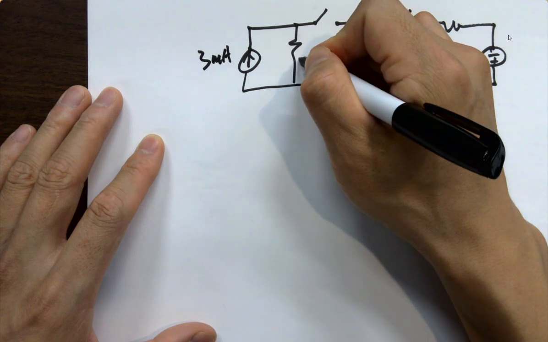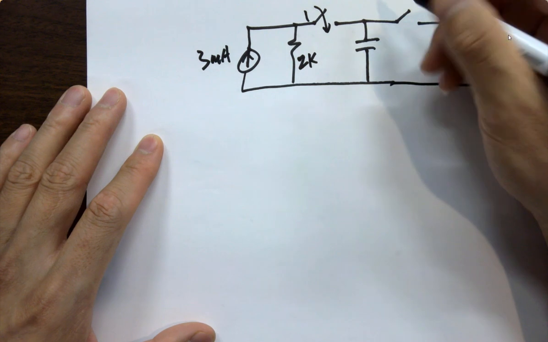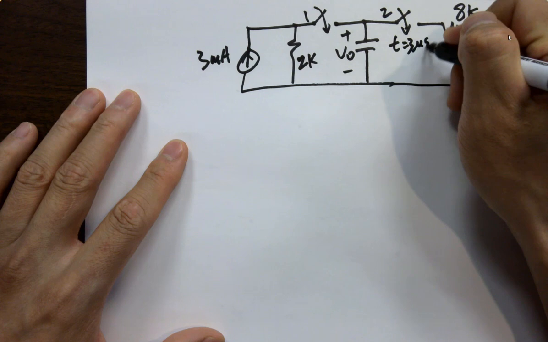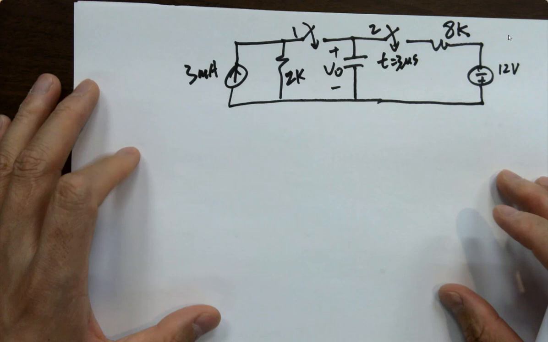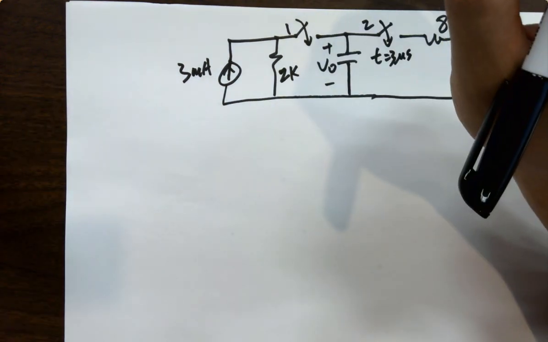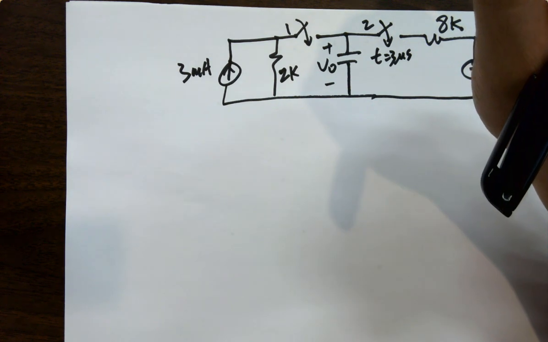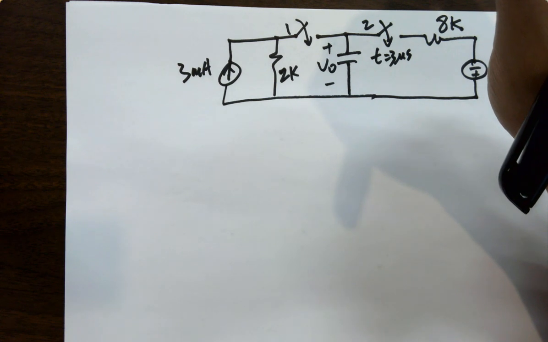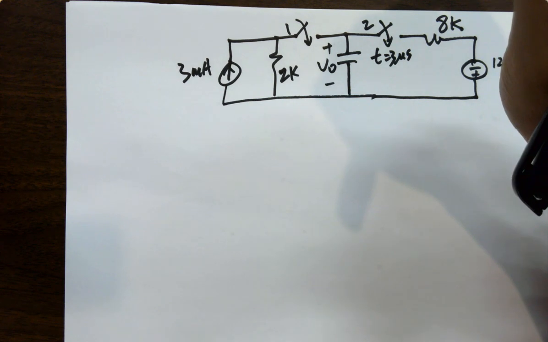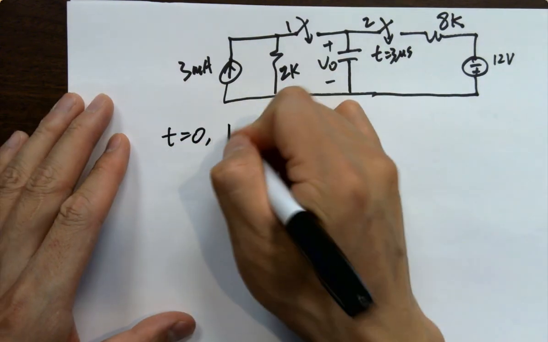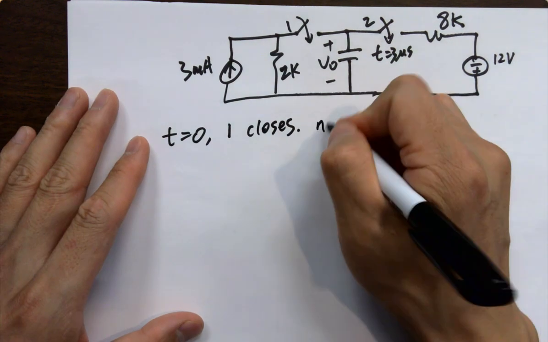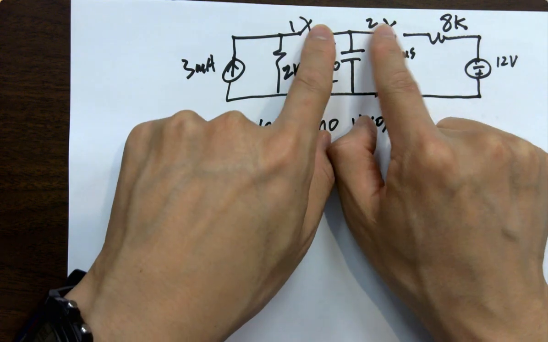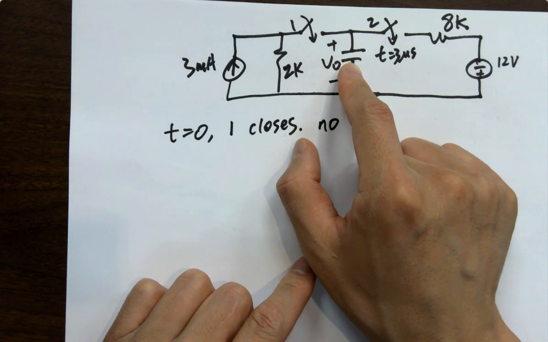Three milliamps, 2K, 8K. There's no energy stored in the capacitor in the circuit when switch 1 is closed at t equals 0. Oh, okay. So t equals 0, switch 1 closes, and switch 2 is not yet closed. So they were open at t equals 0 at the very beginning. Both are open. And are there any charges stored in the cap? No, nothing.